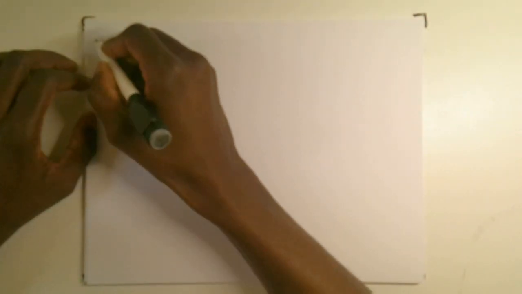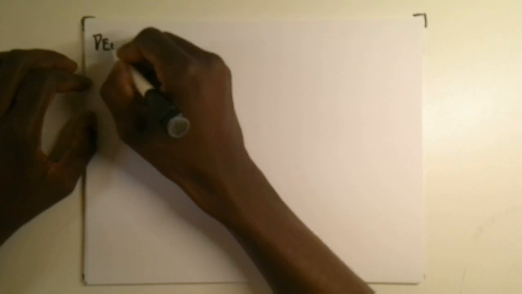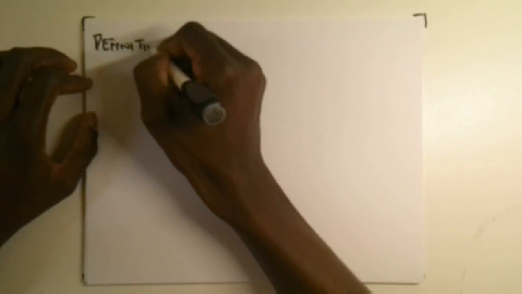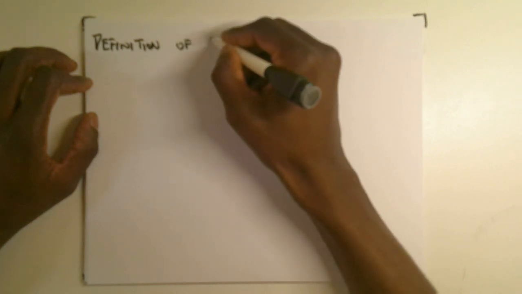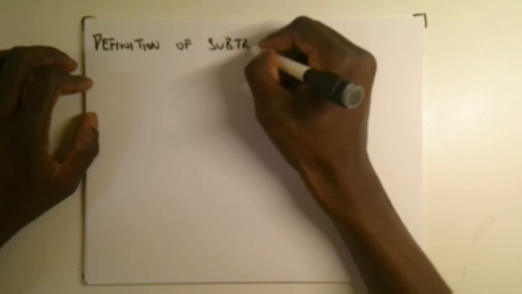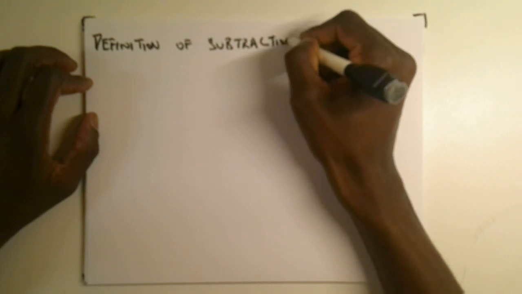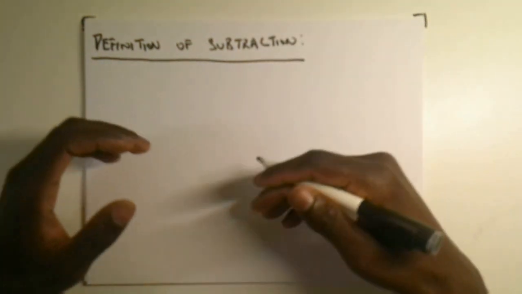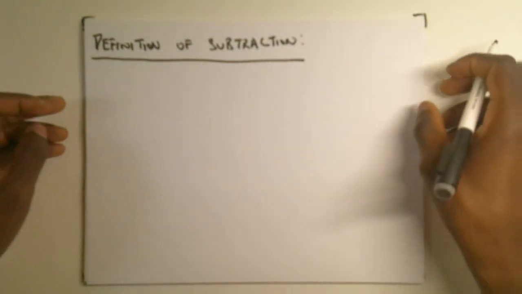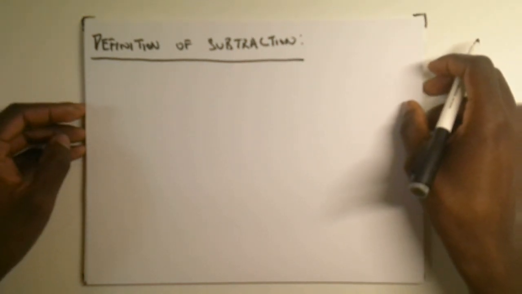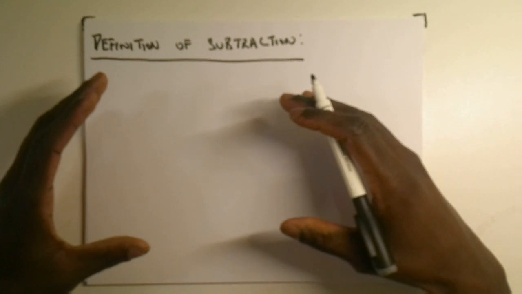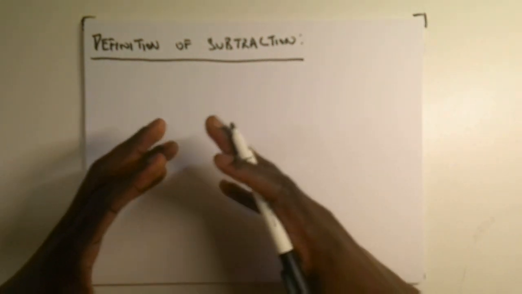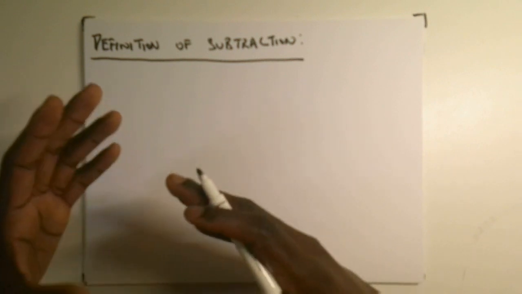Hi, so today we're going to look at the definition of subtraction. Part of the definition of subtraction is that we'll see that subtraction is the inverse, and I'm using this word inverse because we've learned about the inverse of properties and identities, but we'll also look at how subtraction is the inverse of the addition operation.